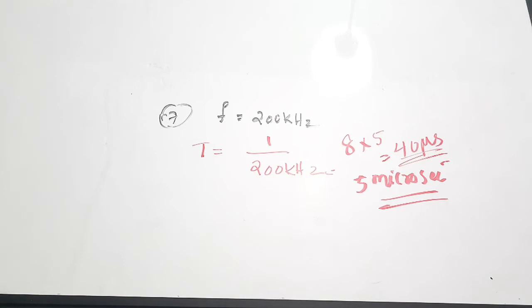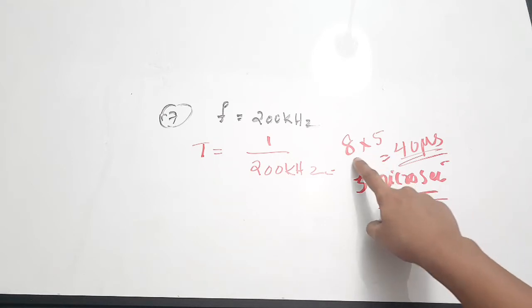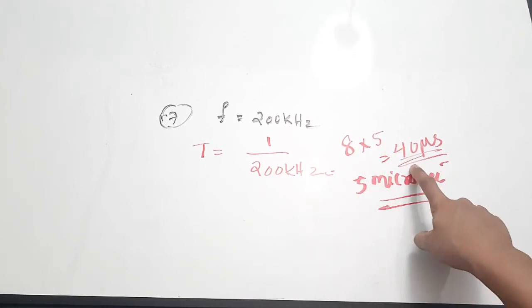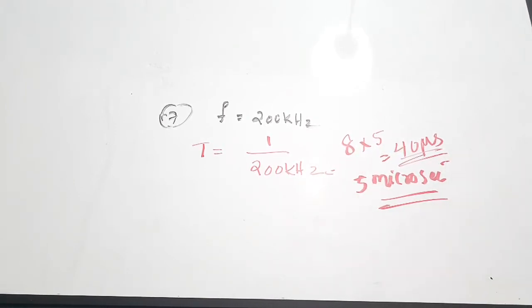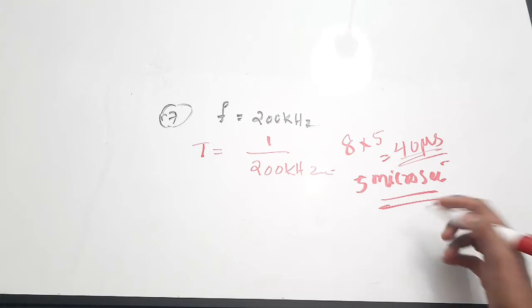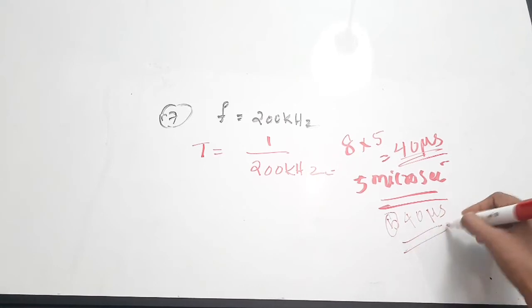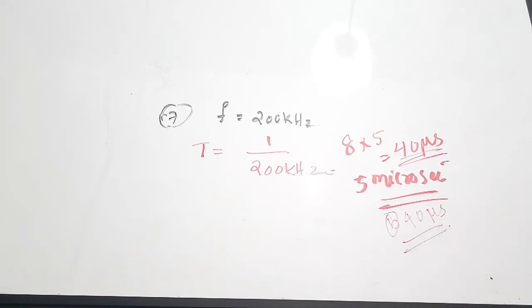I'll read out the question once again. 8 bits can be serially entered, means every bit is entering in one clock period. One clock period for 1 bit. Likewise, the total time for 8 bits is 8 into 5, which is 40 microseconds. Correct answer is option B, which is 40 microseconds. Moving on to the 8th question.